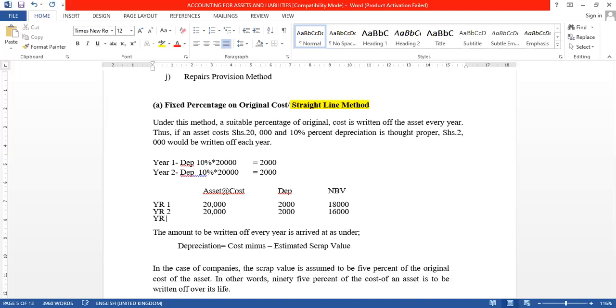Year three, the actual cost, the price at which we bought it, was 20,000. The value for depreciation, 10%, right? What will be the value? What would be the value? You can give me that value if you're following me. What will be the value there?